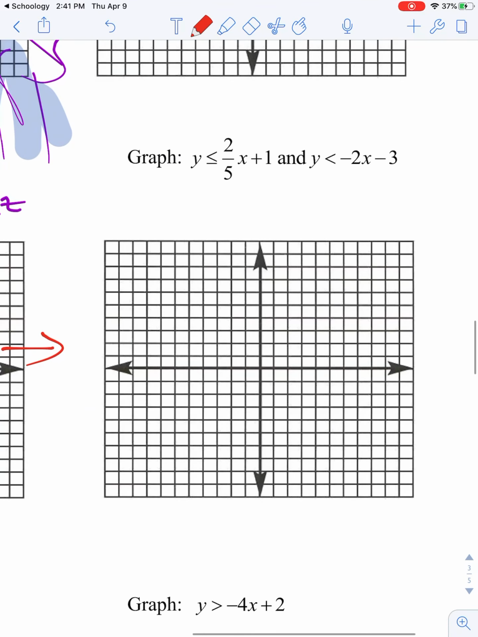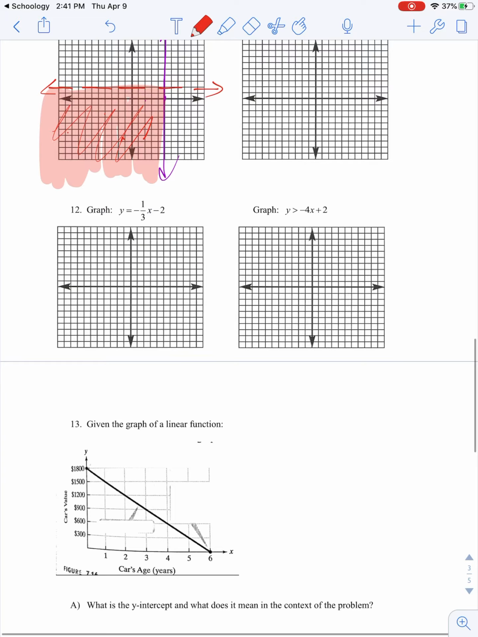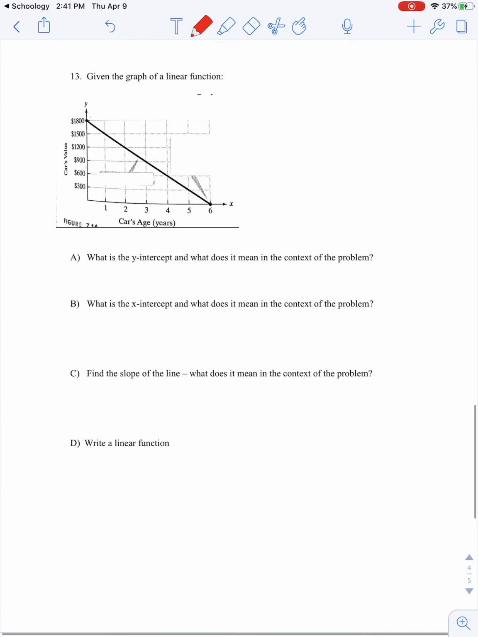So same idea on this one, graph both of them and look to see where the shading overlaps. Again, if you remember how to do that in the calculator, you can change your shading based on the inequality, if you remember that. If not, no biggie, you can do it by hand. Look for where the shading overlaps. Okay, so check those answers on the answer key.